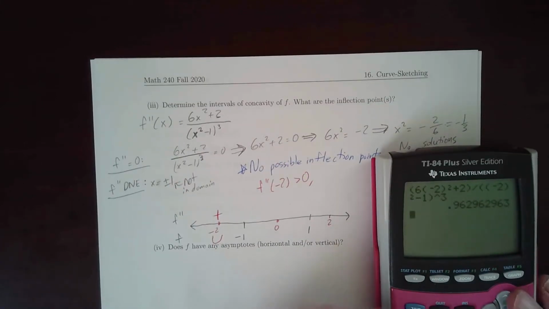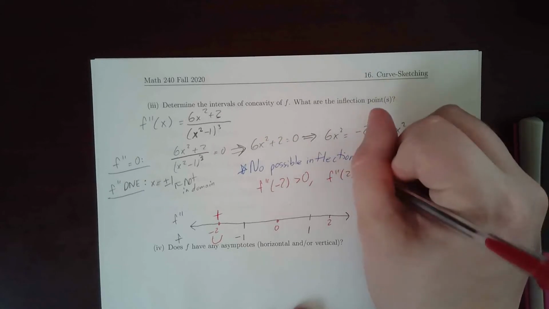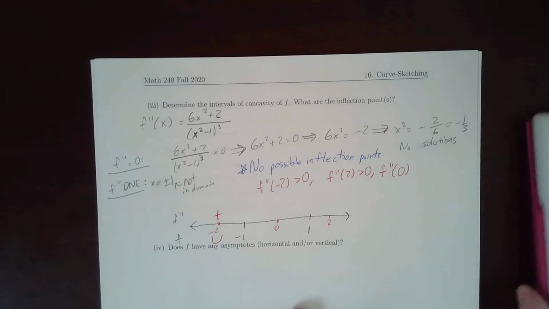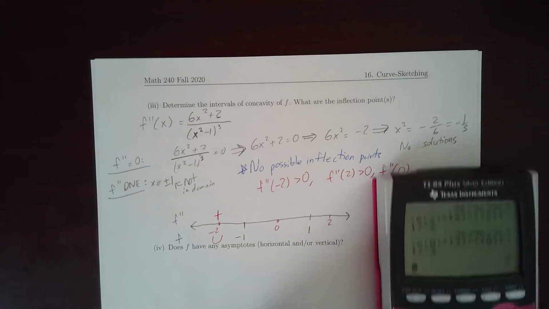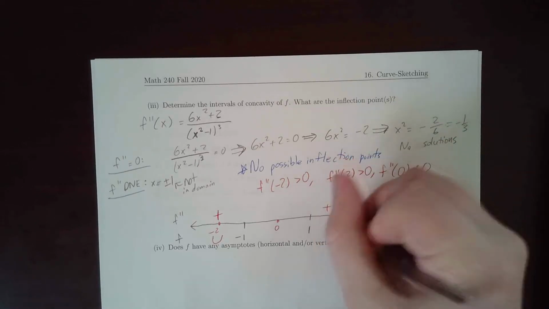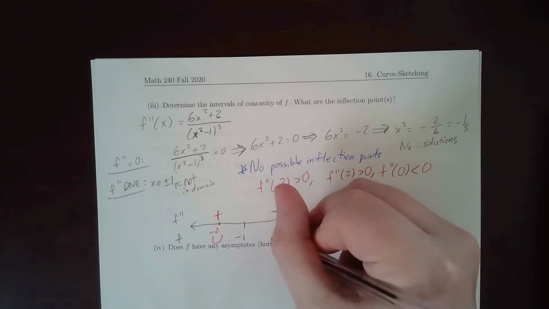I'm going to go ahead and plug in +2, so that will require me to delete the fewest number of things. That will again be positive. And if we want to check the middle interval, this actually ends up being negative. So this was positive, so it's concave up on that interval, and this is negative, so we're concave down on this interval.